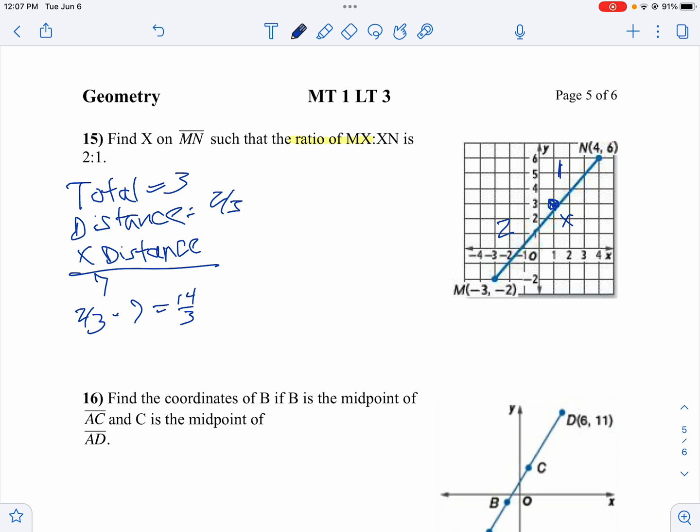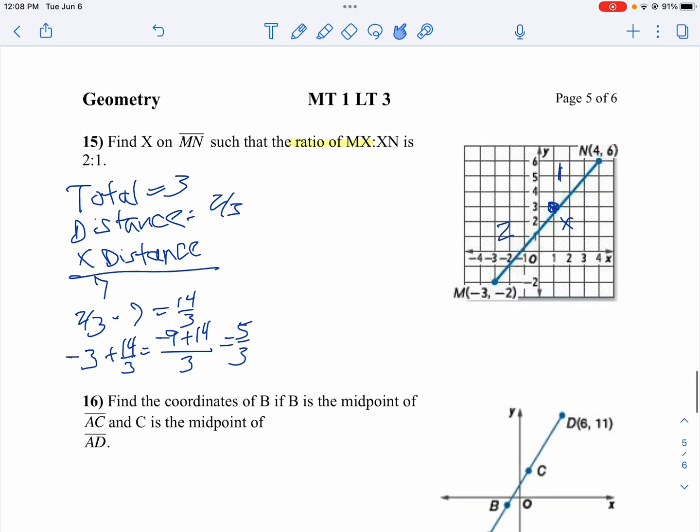Or if I think of that with like 3 and something. But remember, I'm starting at -3. I'm going to add 14/3. Well, that's going to be 3 times 3 is -9 plus 14/3. -9/3 plus 14/3 will give me 5/3. So my x coordinate is going to be at 5/3 or 1 2/3 if I try to graph that.